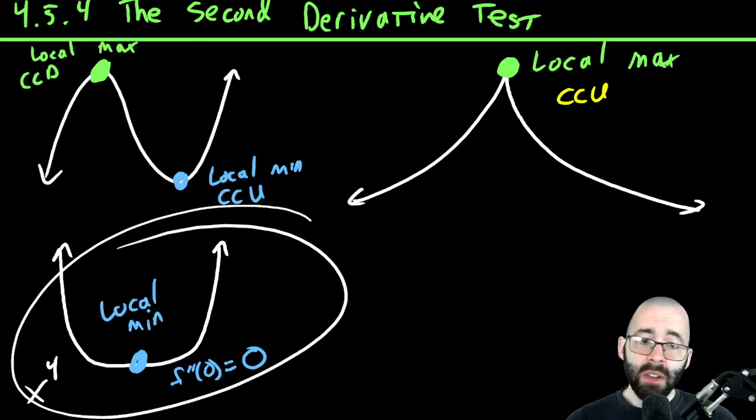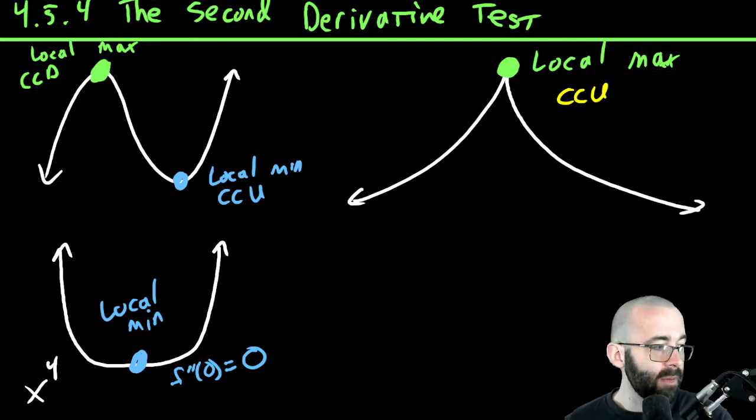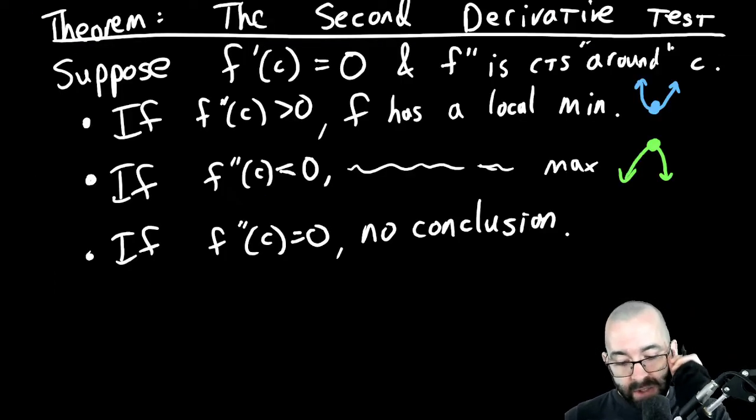So even though there is a local minimum, the second derivative test doesn't apply. The second derivative test doesn't tell us anything about this third example because the second derivative is equal to 0. So the second derivative doesn't give us the concavity at that point. All right. So that's what's going on here.